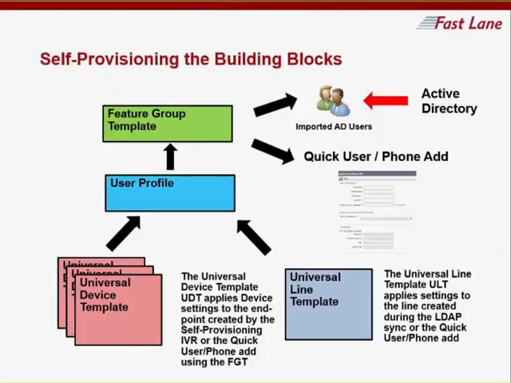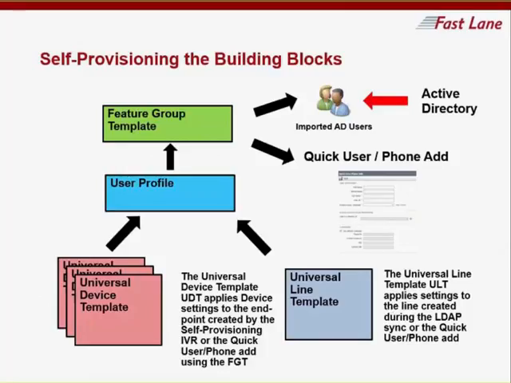So let's have a look at the building blocks of how it works. These are the components that we have to create to make it work. First of all, down here at the bottom, we have the universal line template. So the universal line template, everybody, you put in all the options that are specific to the line. So the partition, maybe the calling search base. You can also put descriptions.